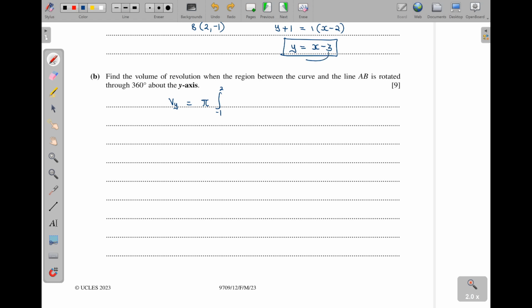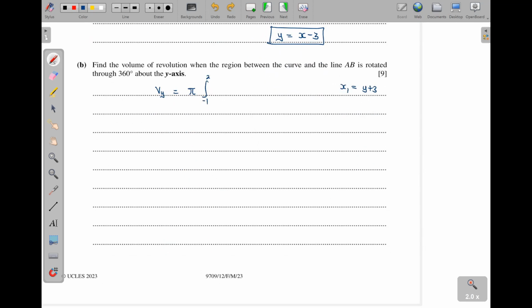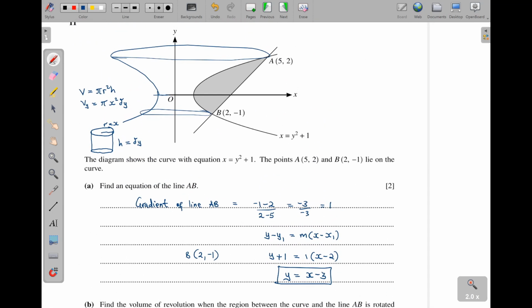In fact, let me write here. Maybe my x1 here is going to be y plus 3. And also, this other equation given here, you see it is given as x, in terms of y. So maybe x2 here is equal to y squared plus 1. So you are supposed to get the one which is above, then minus the one which is below. So this one is going to be above when we are rotating it this side, okay?